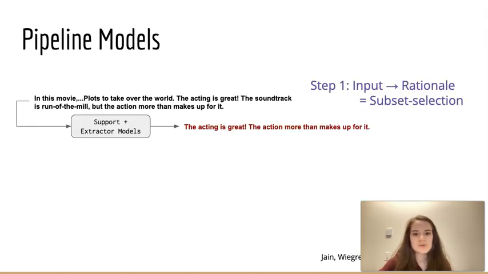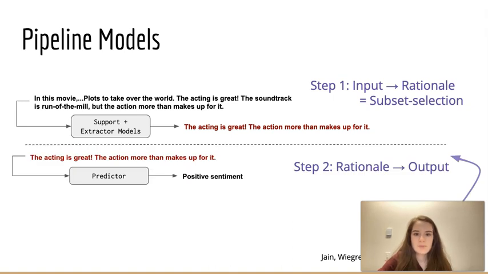In prior work, we introduced pipeline models as an architecture for faithful highlight explanation. The pipeline model consists of two steps. In the first step, we have a support and extractor model. The support model is trained to perform a prediction task. Here, labeling the sentiment of a movie review. The extractor model extracts a highlight explanation from the input to the support model. In the second step, a predictor model is trained to consume only the highlighted explanation, and then to predict the sentiment. Crucially, these are two independently trained models with no gradient flow between them.